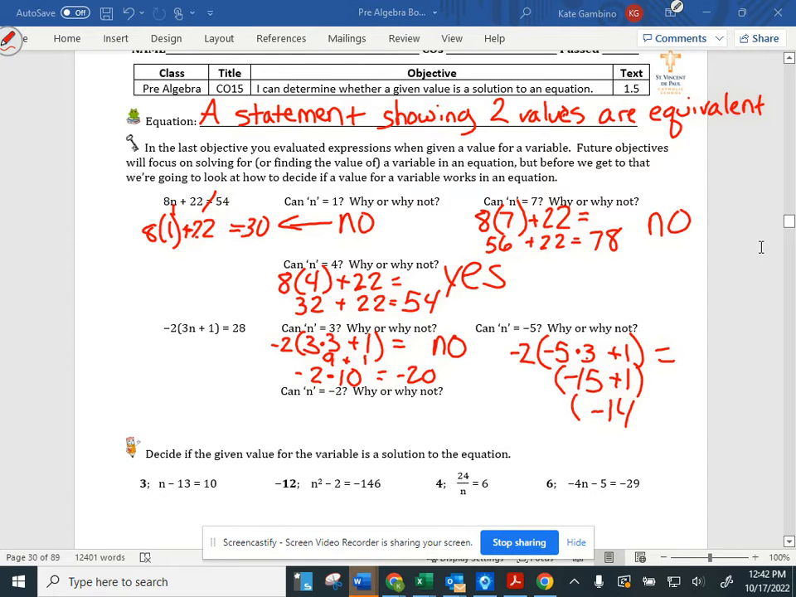And we're going to multiply that by -2. What is -14 times -2? Tatum? 28. Does that one work? Yes, it does.